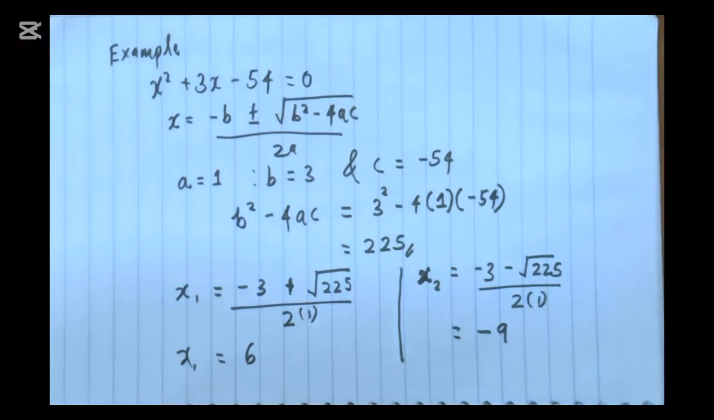So that is it for this particular problem. Our value for x1 is 6, and the value for x2 is negative 9. So those are the two distinct and real values of x in this quadratic equation. Let's handle the last example, then call it a day.